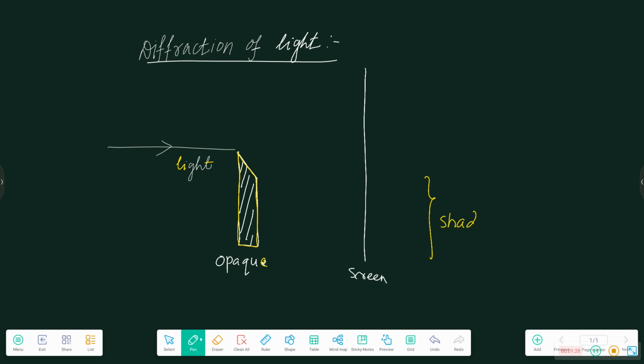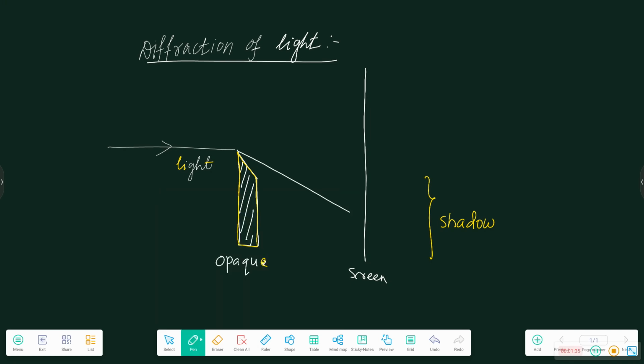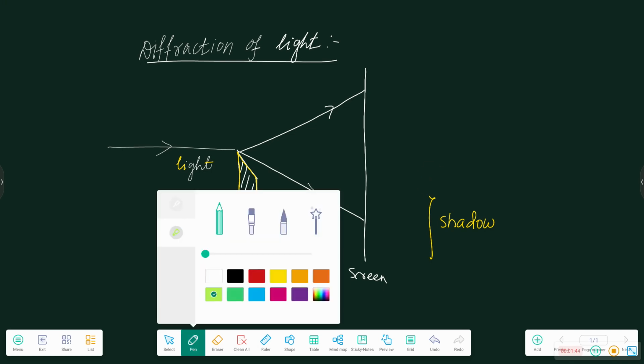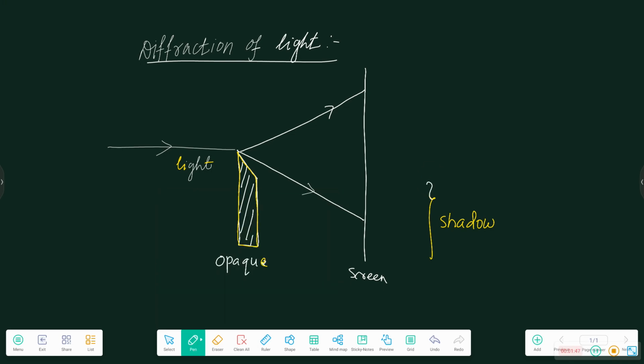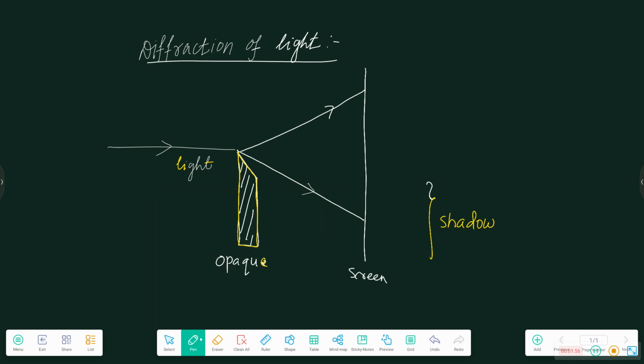But due to the diffraction phenomenon, light will bend from here and it will enter the shadow region. This is the illumination region, and the light will enter the shadow region. So in the shadow region it should be dark, but you will see light. You will see bright, dark, like that.